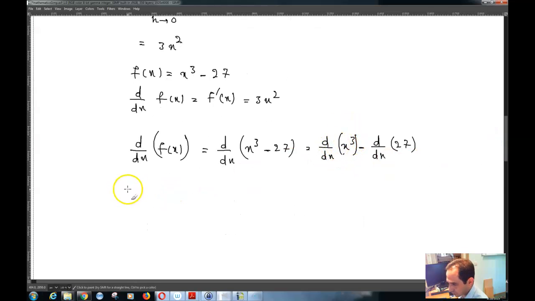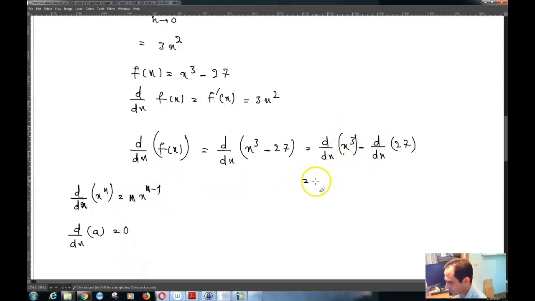And so we said that d by dx of x raised to the power n is equal to n times x raised to the power n minus 1, and d by dx of a constant a is equal to 0. So now here, this becomes 3 times x raised to the power 2 minus 0, which is equal to 3x squared. So that is basically that.